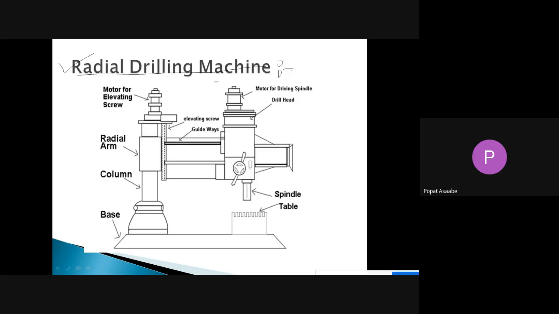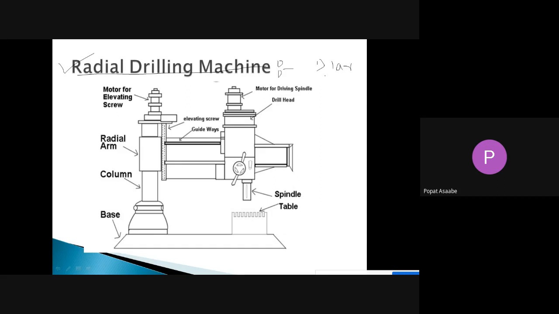Such types of workpieces we cannot move here and there. So for such a heavy duty workpiece, or heavy workpiece, or large workpiece, to produce the hole on such a workpiece, we can use the radial drilling machine. That point you have to remember. We can use the radial drilling machine for producing holes on large workpieces.